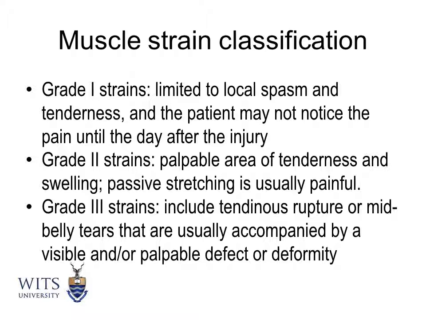Then your muscle strain classifications: grade 1 strains are limited to local spasm and tenderness, and the patient may not notice the pain until the day after the injury. Grade 2 strains have a palpable area of tenderness and swelling. Passive stretching is usually painful. Grade 3 strains include tenderness, rupture, or mid-belly tears that are usually accompanied by a visible or palpable defect or deformity.